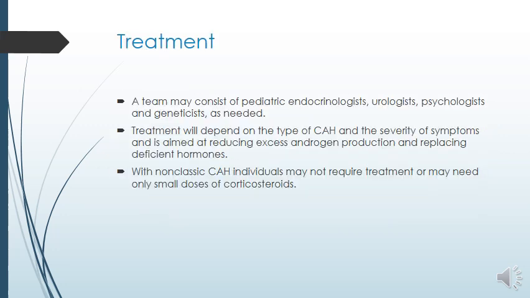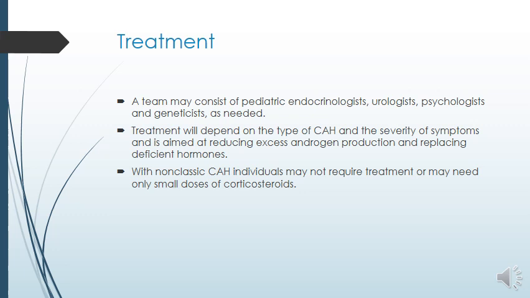A child with CAH may be looked at and treated by a team, which may consist of pediatric endocrinologists, urologists, psychologists, and geneticists as needed. Treatment will depend on the type of CAH and the severity of the symptoms and is aimed at reducing excess androgen production and replacing deficient hormones.